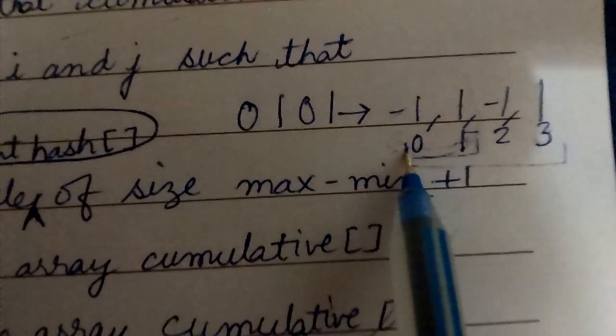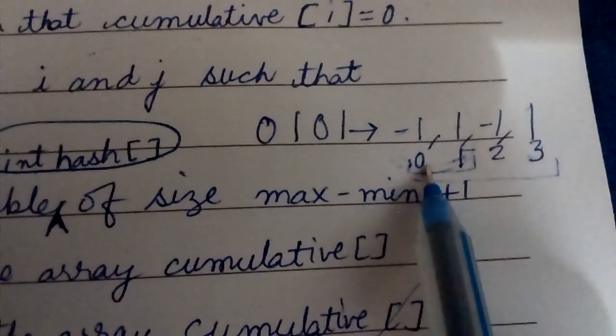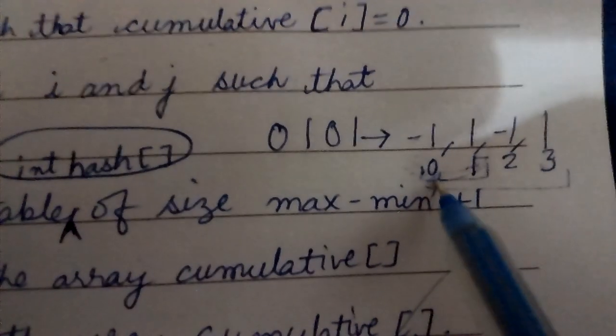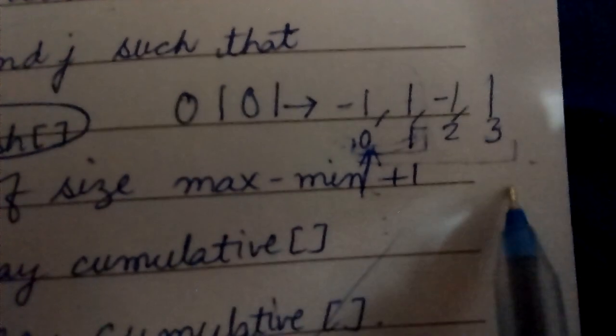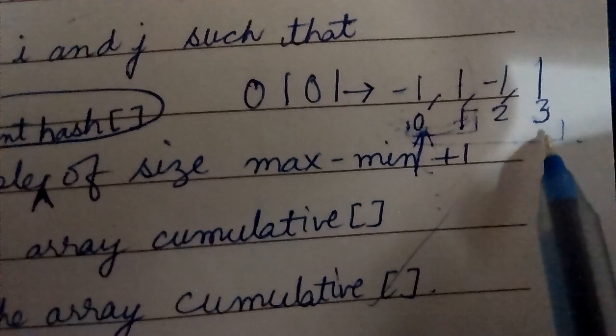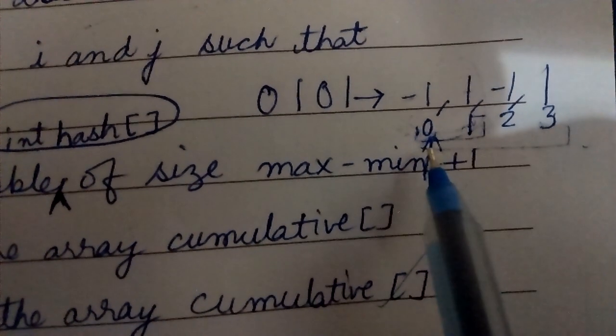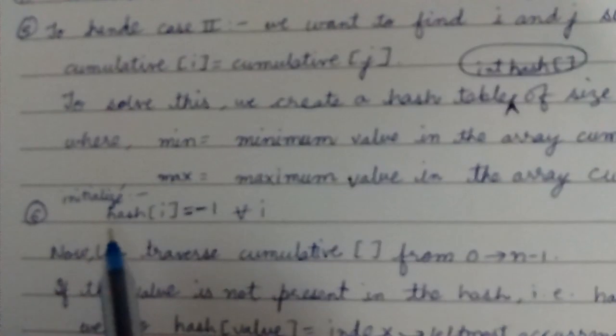So this is the first case, where the starting index is 0 and the ending index is the furthest we can go from here and still get the cumulative equal to 0. That's where the number of minus ones is equal to ones, that is, zeros is equal to ones. This is how we handle case 1. Let us now see how we handle case 2.